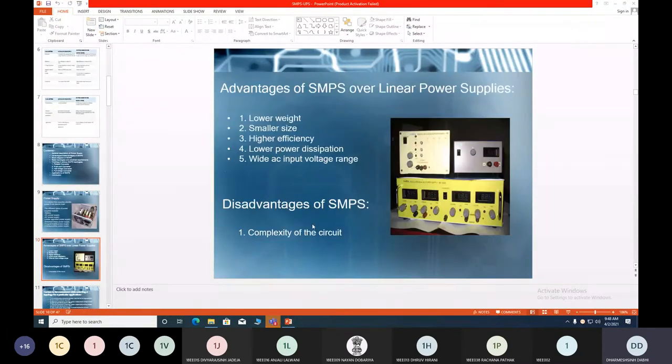Let's discuss some of the main advantages of SMPS over the linear power supply. As we already discussed, the weight of the SMPS is low, size is small, efficiency is high, power dissipation is less, and it has a wide input voltage range. This means you can convert any input AC voltage into different DC voltages. So a wide range of voltage is available in the SMPS. The disadvantage of the SMPS is just the complexity of the circuit. We require more complex control circuits in SMPS. Overall, we can see that in comparison the SMPS is far better than the linear power supply.